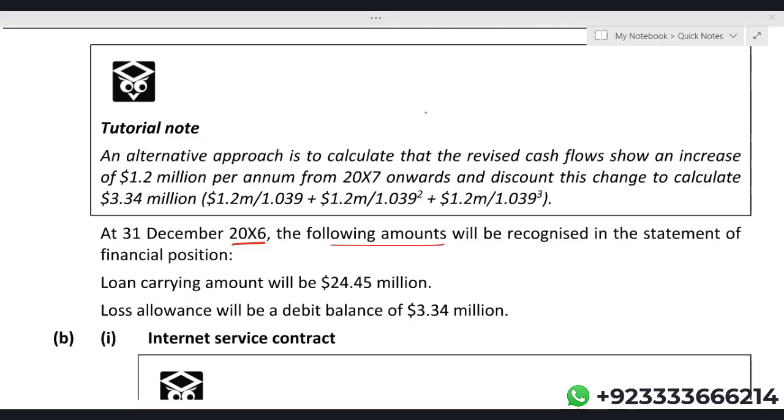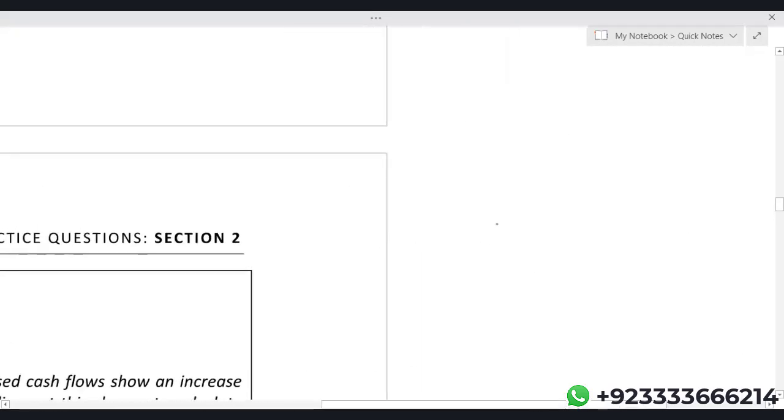At December X6, the following amounts will be recognized in the statement of financial position. The carrying amount will be this, and loss allowance will be debited. Actually, the discount factor is 3.9%. So 1.039 minus 1. Can you use the calculator?